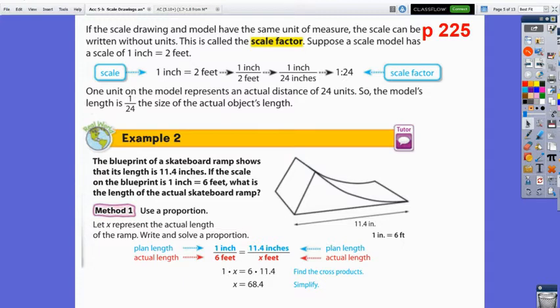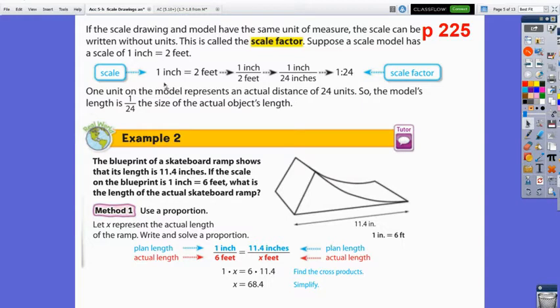All right, so as I mentioned earlier, scale drawings and models, if the scale measurement and the actual measurements are the same units, then the scale can be written without any units in there, and then it is called the scale factor. The scale factor is when the units are the same and it doesn't have any units.